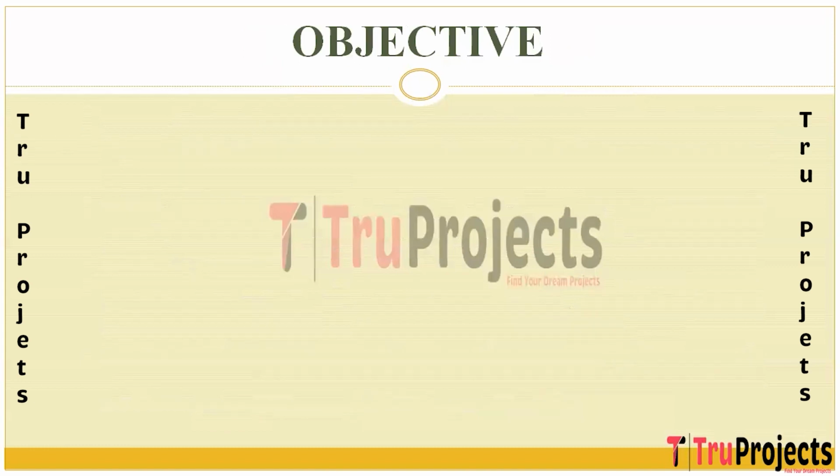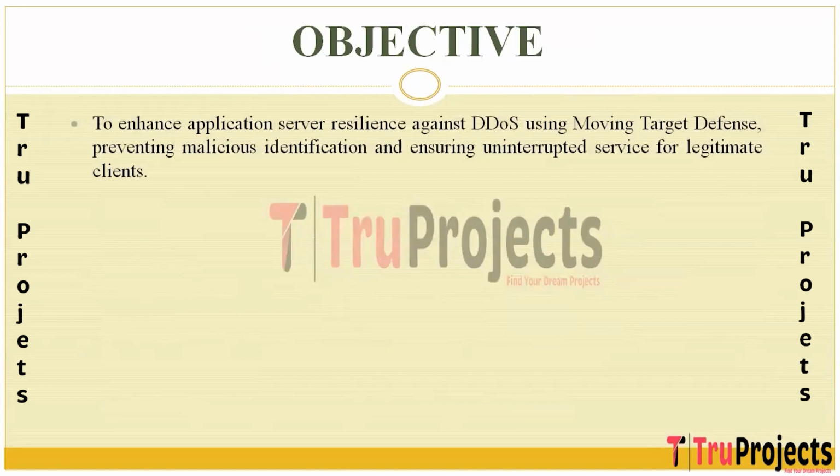Object of the project. So the project's main goal is to strengthen the application server against DDoS attacks by using moving target defense. This involves dynamically changing server configurations, preventing malicious identification, and ensuring uninterrupted services for legitimate clients.